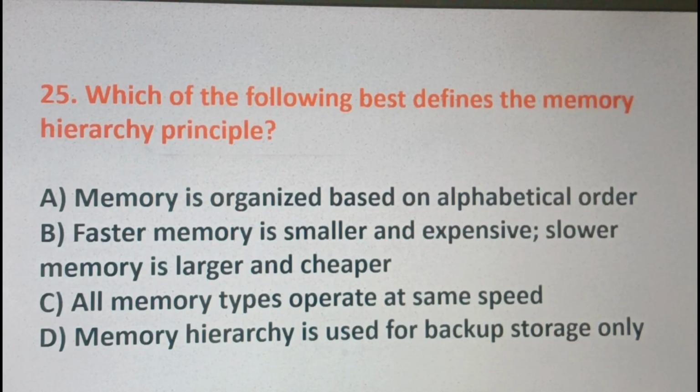The next question, which of the following best defines the memory hierarchy principle? Memory is organized based on alphabet order. Faster memory is smaller and expensive, slower memory is larger and cheaper. All memory types operate at same speed. Memory hierarchy is used for backup storage only. The correct answer is option B.